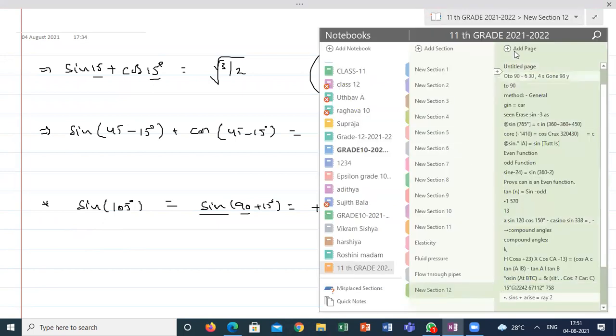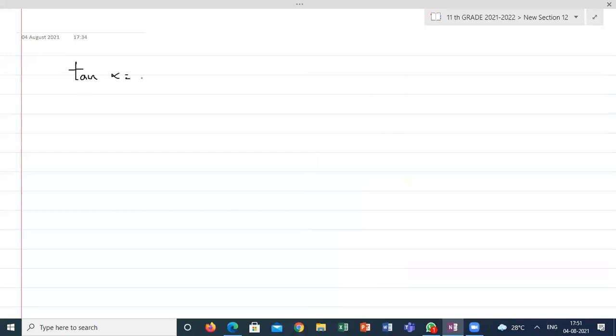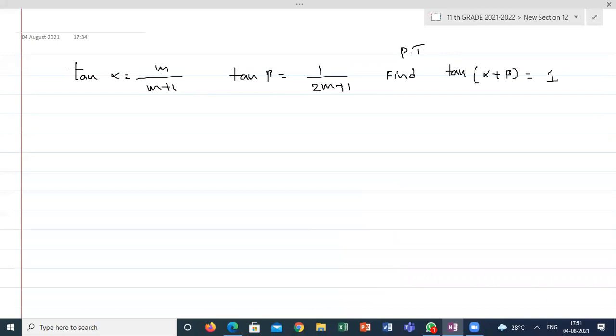Now, one more question. Tan alpha is equal to m by m plus 1, and tan beta is equal to 1 by 2m plus 1. Find tan of alpha plus beta, or prove that tan of alpha plus beta is equal to 1. Anyone can try this question?